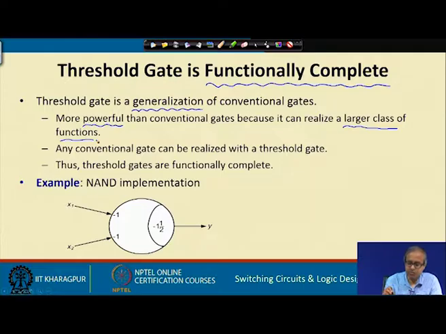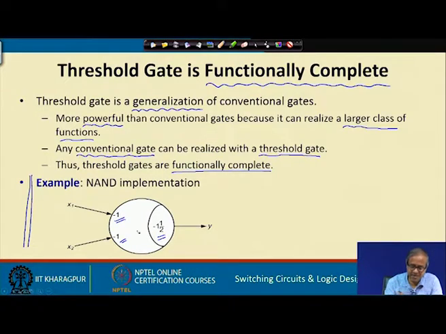Now, the point we want to show here is that, because we are saying functionally complete, any conventional gate should be realized with a threshold gate. So, if we can show this, then we can prove that threshold gates are functionally complete. The way we give the proof is through an example. We show a threshold gate implementation with the input weights -1 and -1 and the threshold of -1.5.